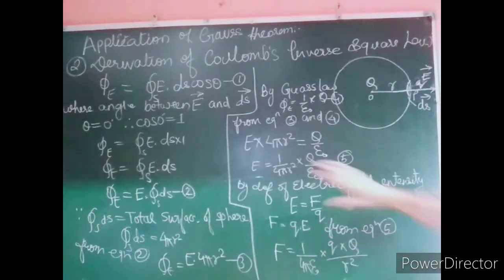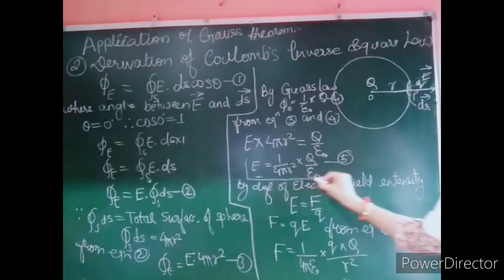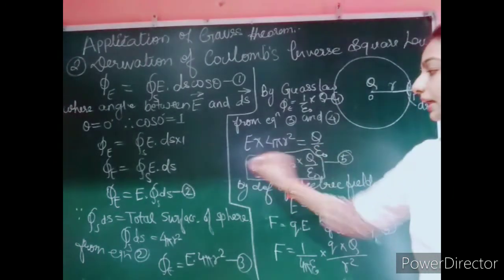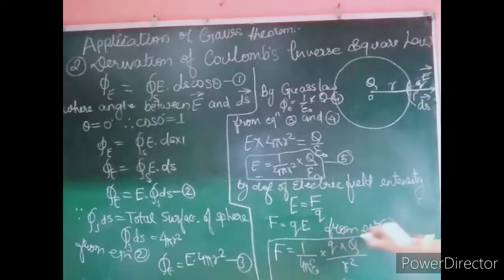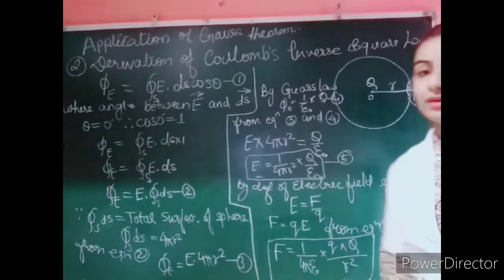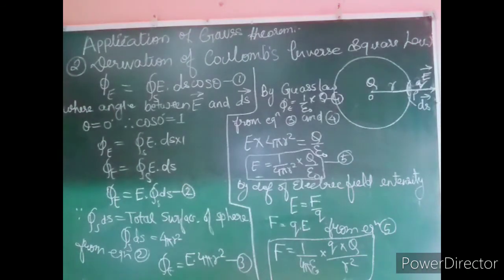Then from equation 5 we have this value of E. We put this value here. F is equal to 1 upon 4 pi epsilon 0 into Q q upon r square. That is Coulomb's inverse square law. We have proved this law by Gauss theorem. Now we will see our next application, application number 3.